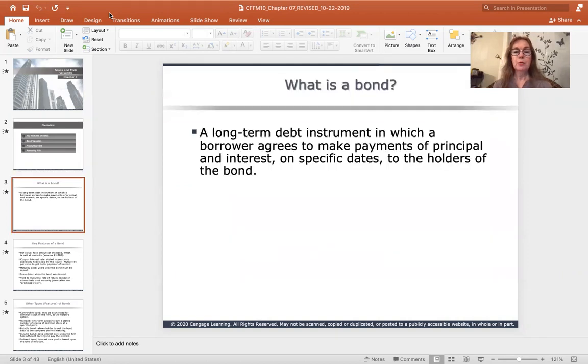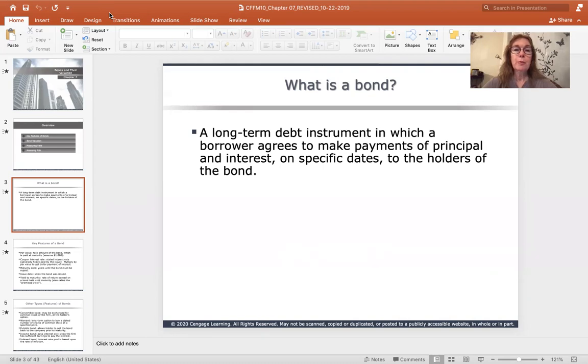All right, so what is a bond? We're basically talking about corporate bonds in this chapter. A corporate bond is a debt instrument. Of course, government bonds are debt instruments too, but we're mainly focusing on corporate bonds here. So a corporate bond is a debt instrument where the borrower agrees to make payments of principal and interest on specific dates to the holders of the bond.